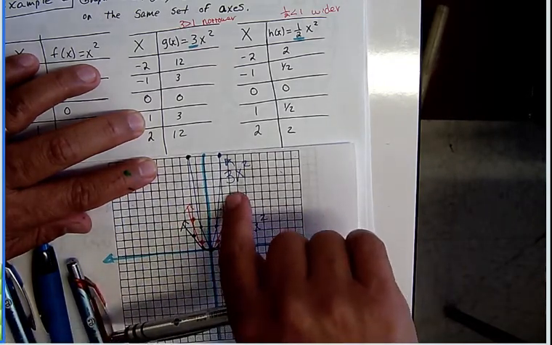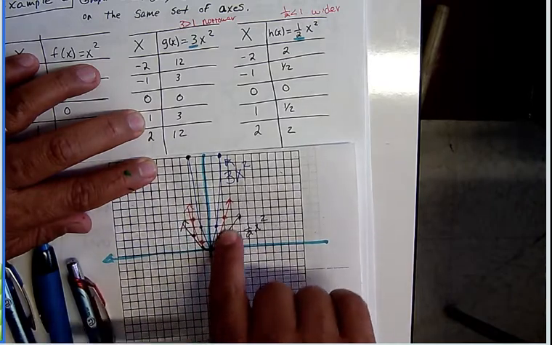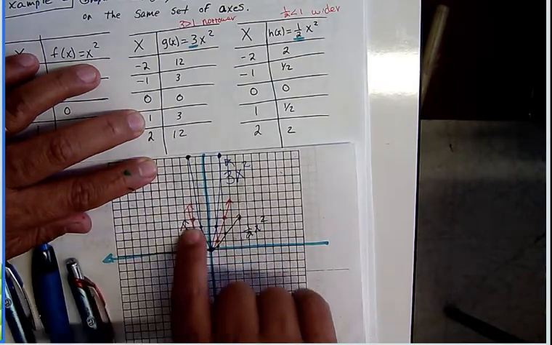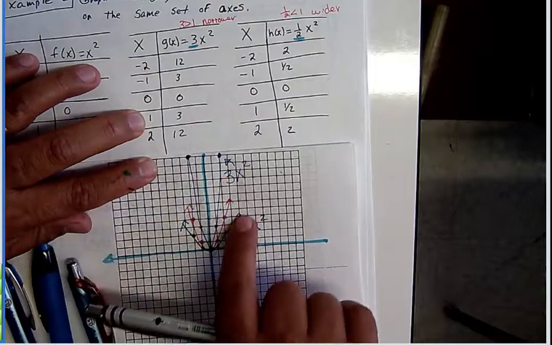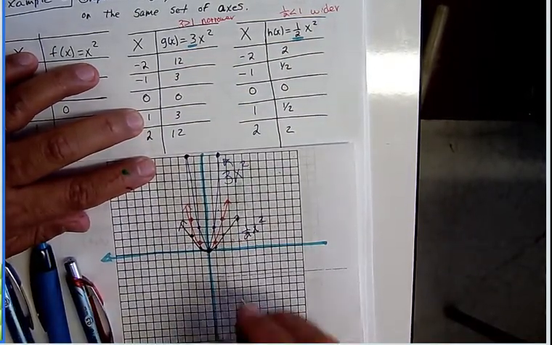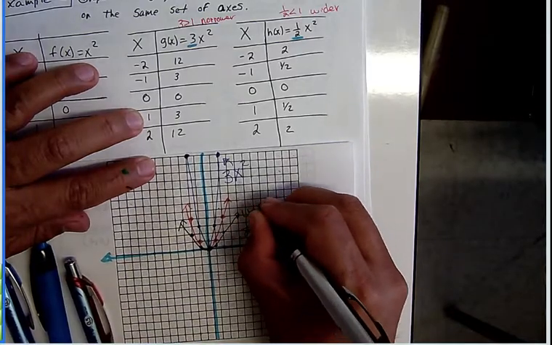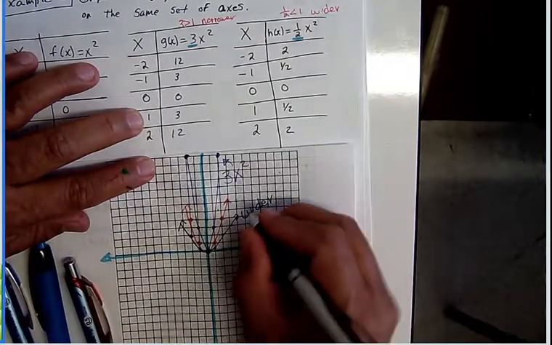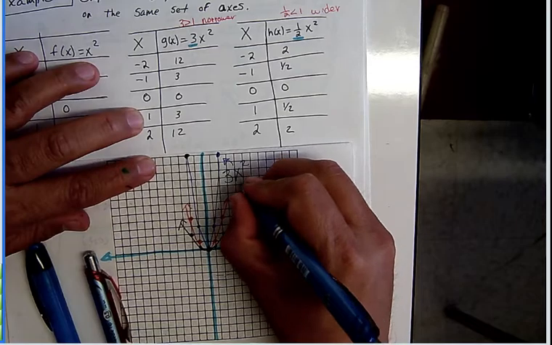So the red one is the original of any quadratic equation. That's the parent function. And this is what happens when you change that a. So this becomes wider, the black one, and the blue one becomes narrower.